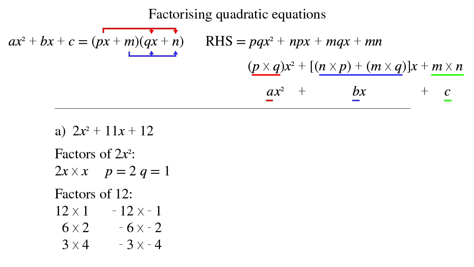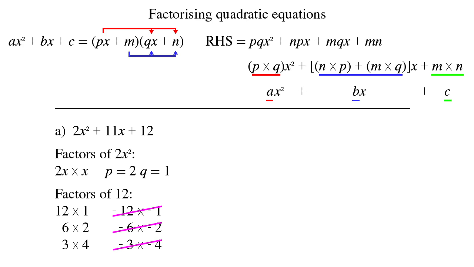As we know that p is 2 and q is 1, we can rule out the product of negative numbers in the factors of 12. Why is that? Well, if we look at our middle term, we see that b should be plus 11. We know that p and q are positive numbers, so there's no way that taking m and n as negative numbers could generate a positive b. So we can immediately rule out our negative factorizations of 12.